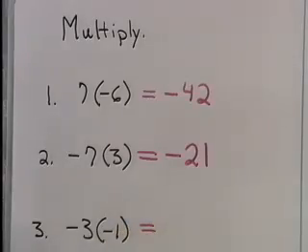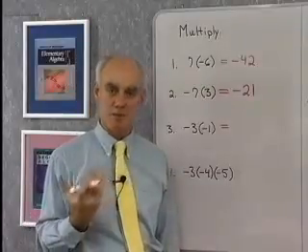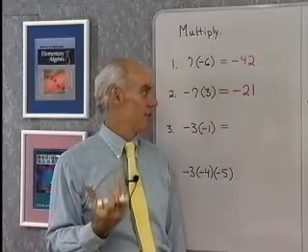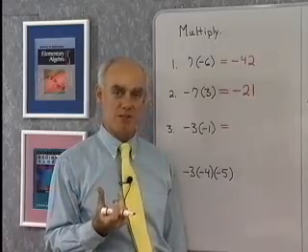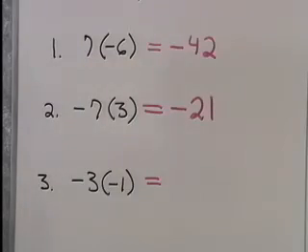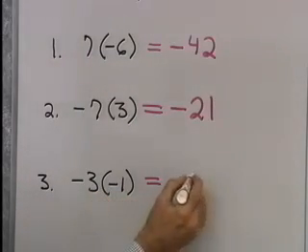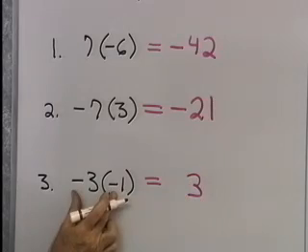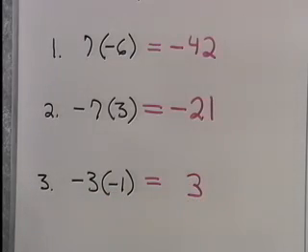Now, you can see if you multiply two numbers with different signs, just multiply the absolute values. The answer is negative if the two numbers had different signs. Now let's look at a problem in which the two numbers have the same sign. Negative 3 times negative 1, I multiply. 3 times 1 is 3. The two numbers have the same sign, so the answer is positive.